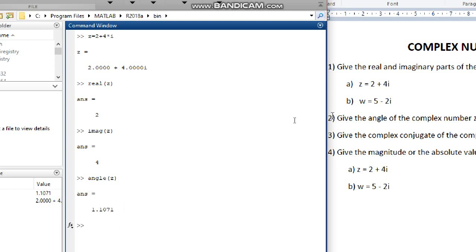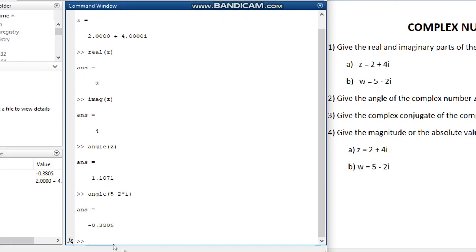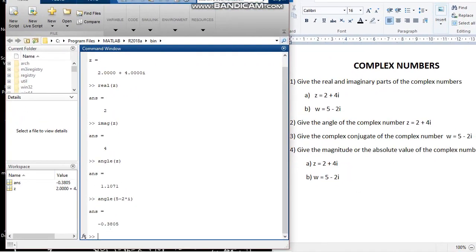So for instance, let us find the angle of w. I can say angle of w. What is my w? w is 5 minus 2 times i. If I hit my enter button, it's going to give me the angle of w. So that is it. Let me clear my command window. Please follow me step by step, in order not to miss a step.